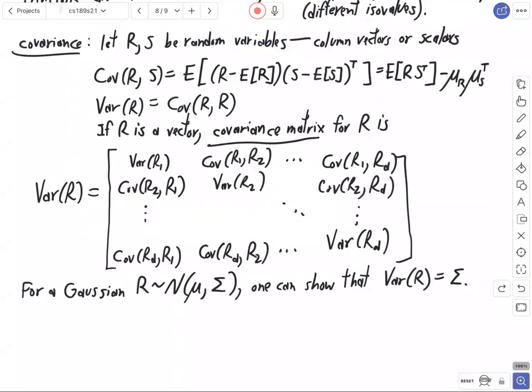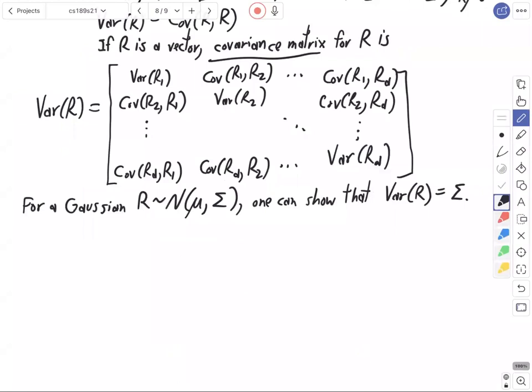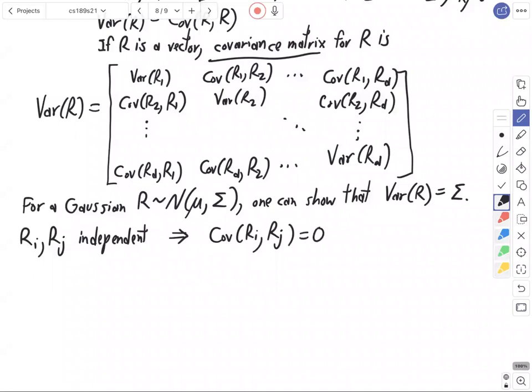A few last minute facts about the covariance before we go. If Ri and Rj are two independent random variables, then that implies that the covariance between them is 0. Now, the reverse implication is not generally true. Just because two variables have a covariance of 0 doesn't mean they're independent. But if they're two variables or two scalars in a multivariate normal distribution, then they are.